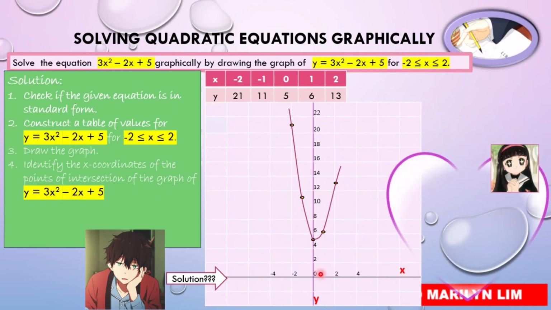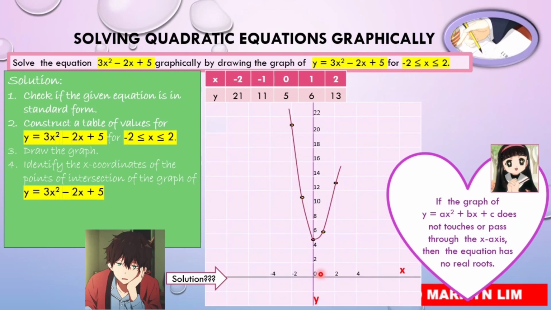So, here's the tip. If the graph does not touch or pass through the x-axis, then the equation has no real roots. So, it doesn't mean that it has no roots. It has roots, but it has no real number roots.